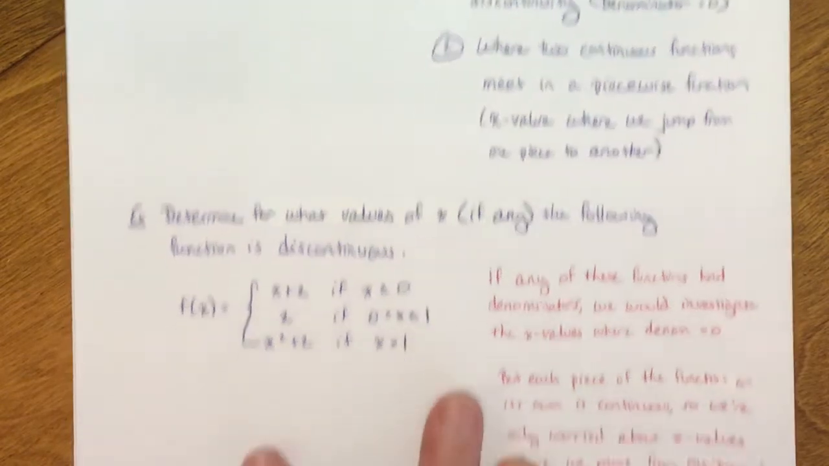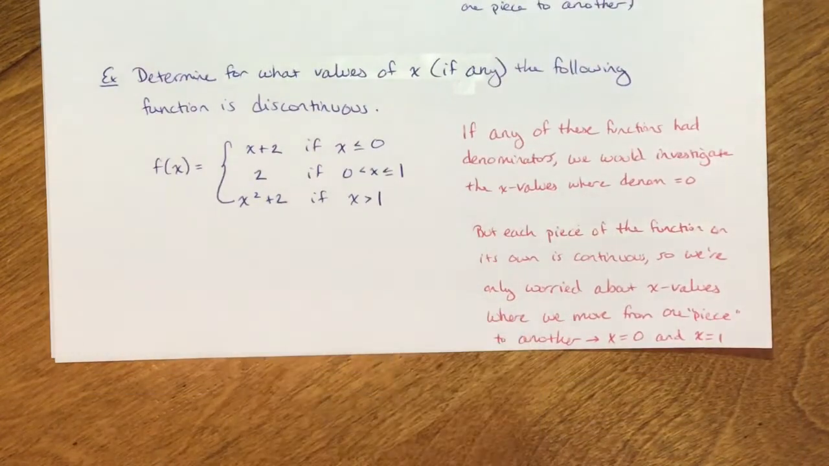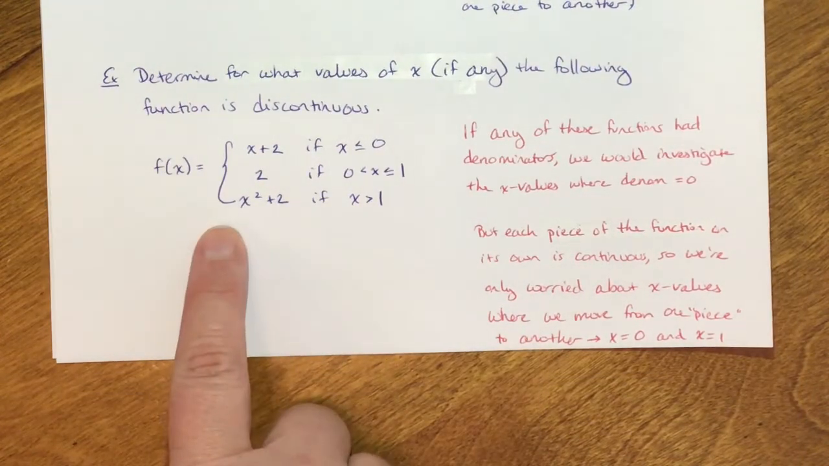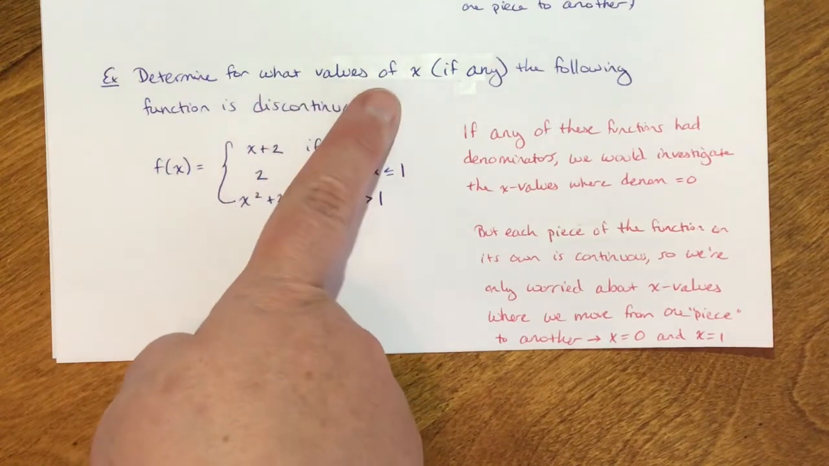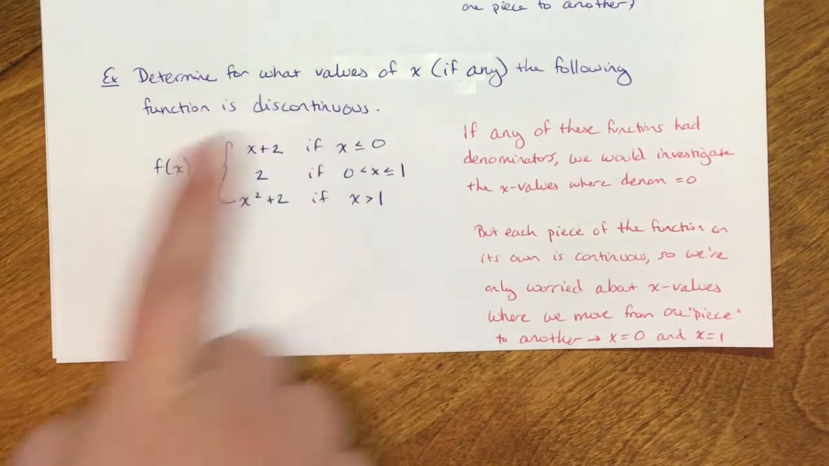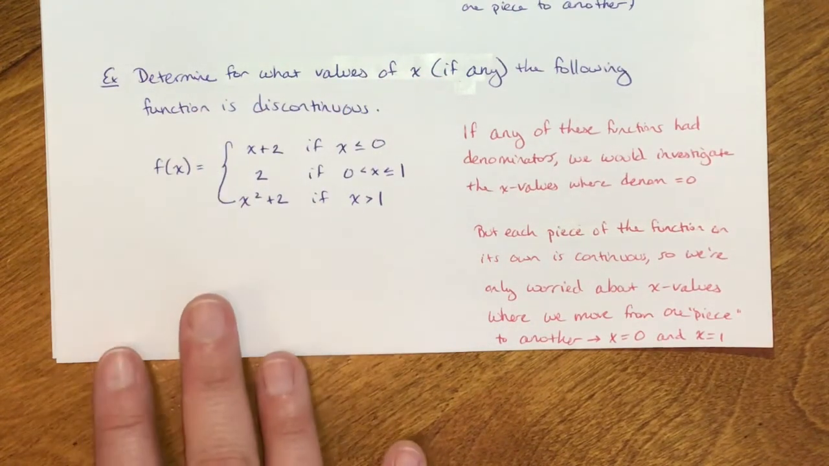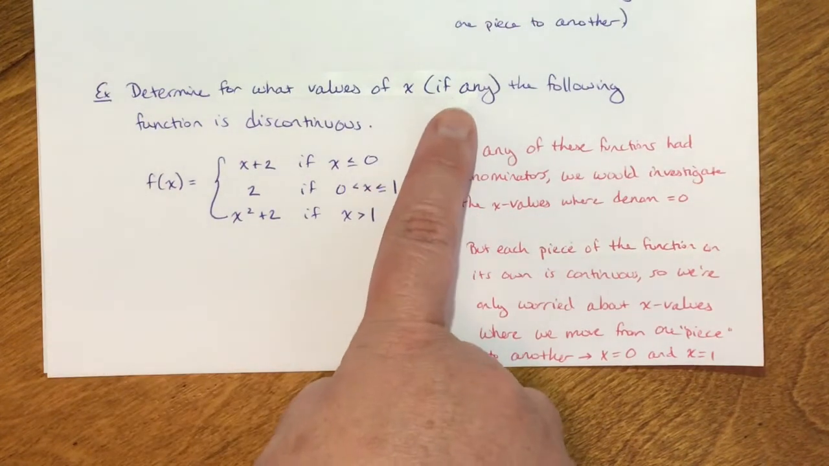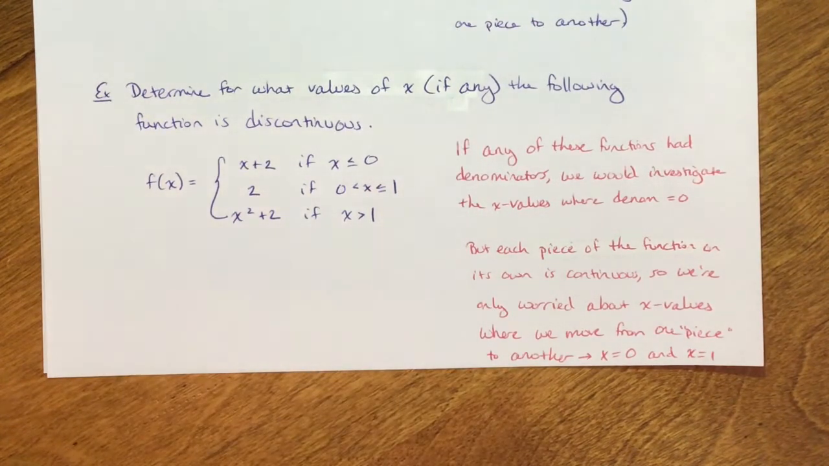So for example, let's say we have this function f of x right here, and our instructions are to determine for what values of x, if any, the following function is discontinuous. So I want to see where it's discontinuous, but it's totally possible that we might find that it's continuous everywhere.